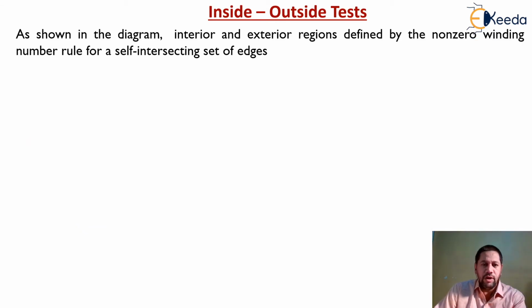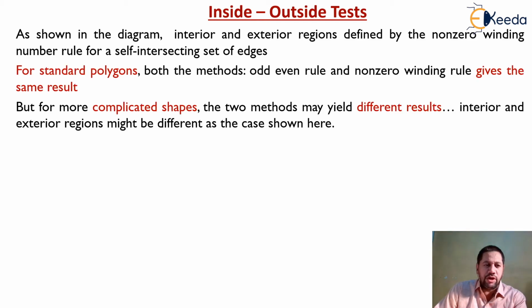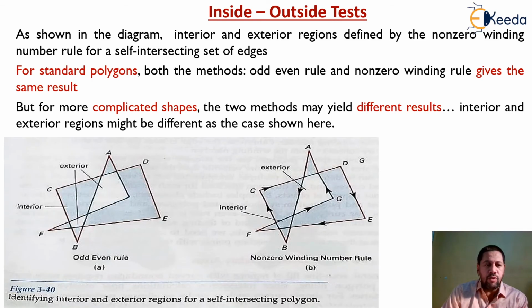Now, the last point that we are discussing is as shown in the diagram: interior and exterior regions defined by the non-zero winding number rule for a self-intersecting set of edges. As shown in the diagram, we have an interior and an exterior region. Now we have learned two methods. What is our conclusion?